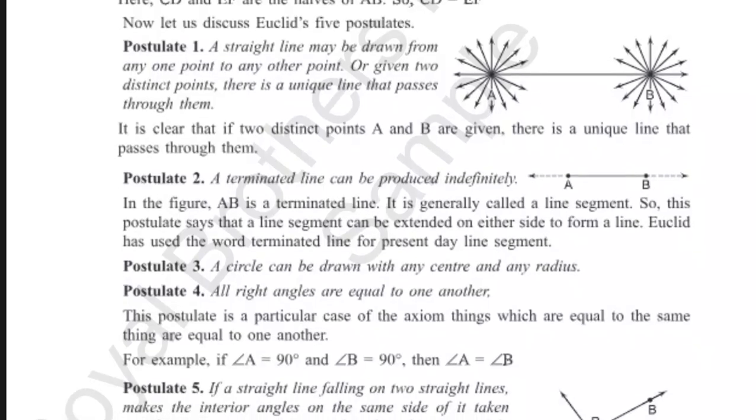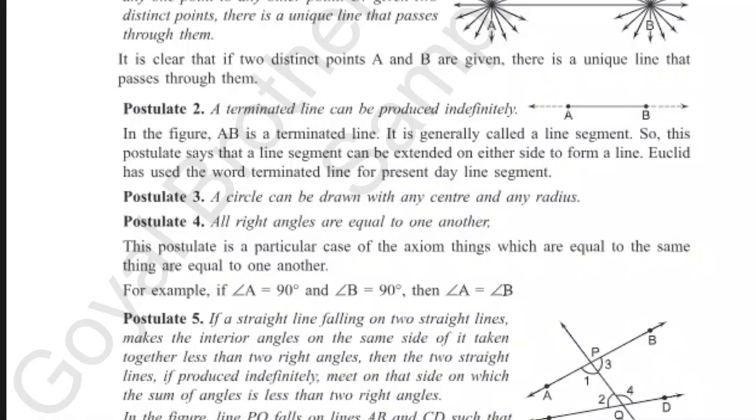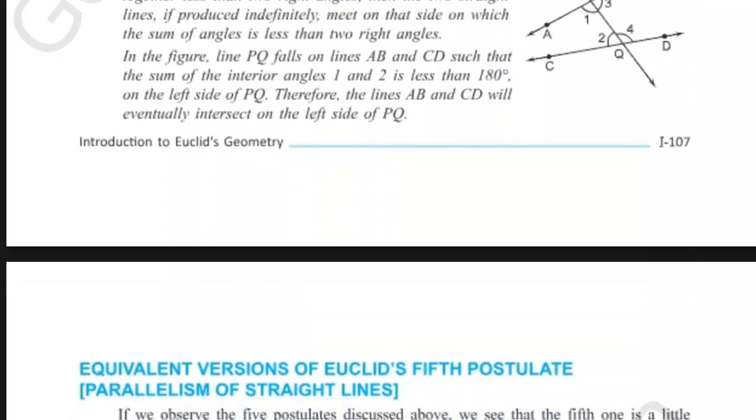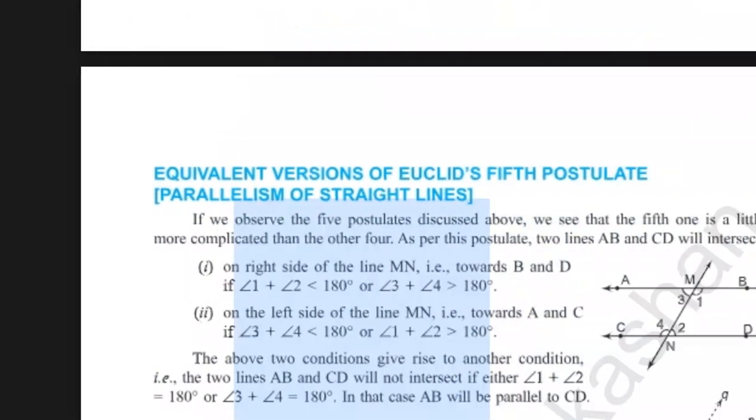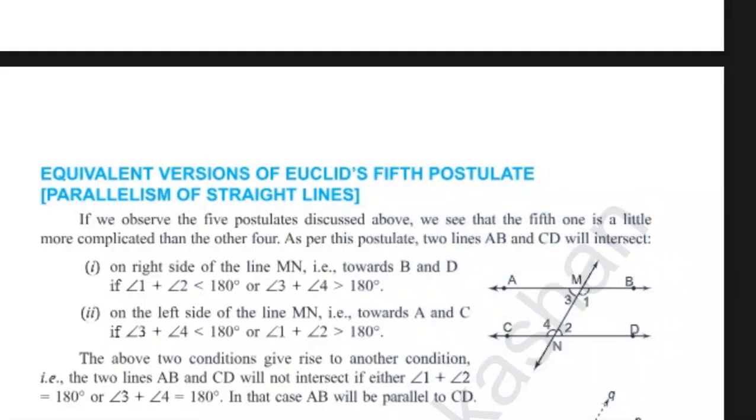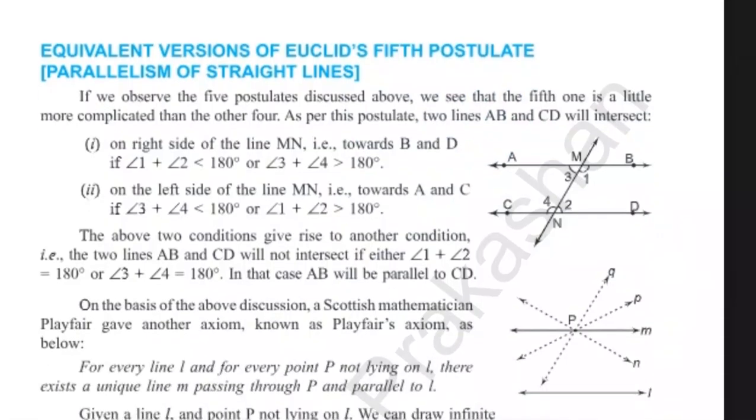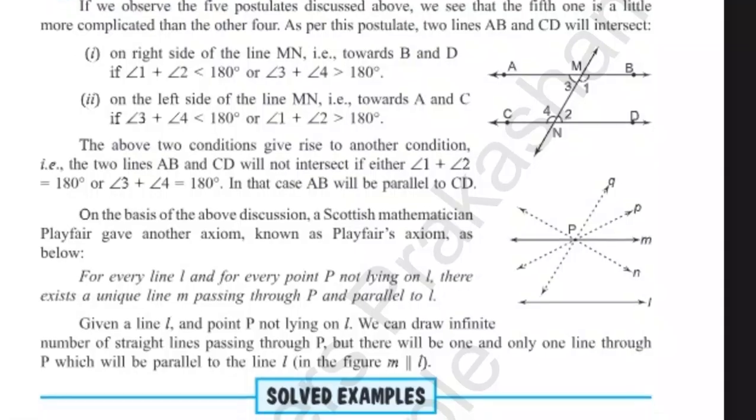The circle can be drawn with any center and with any radius. For every line L and for every point P not on line L, there exists a unique line M passing through P and parallel to L.